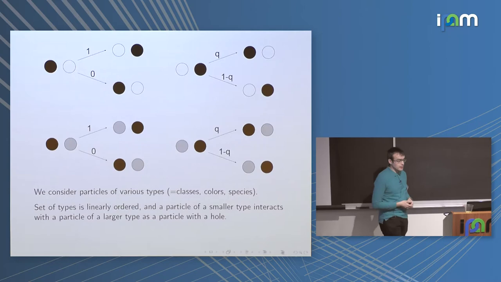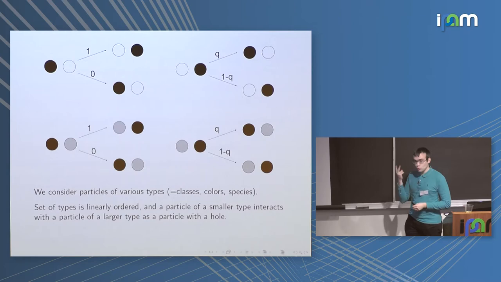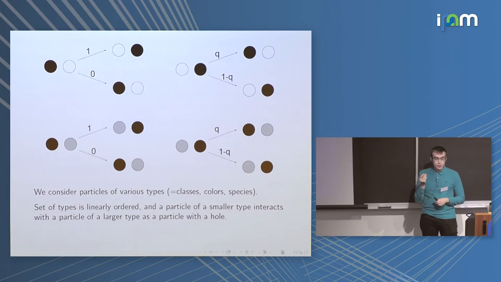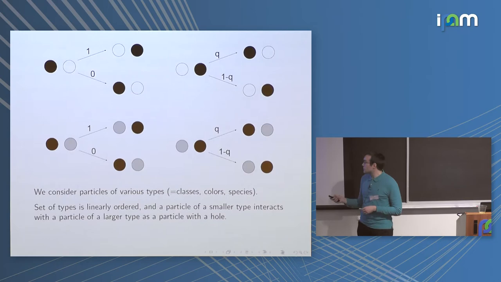So now I assume that I have not two types of particles, which are just particles and holes, but an arbitrary set of types of particles. The only piece of information that I need about this set is a linear order on it. So for every two particles, I should be able to say which of them is smaller and which of them is larger.